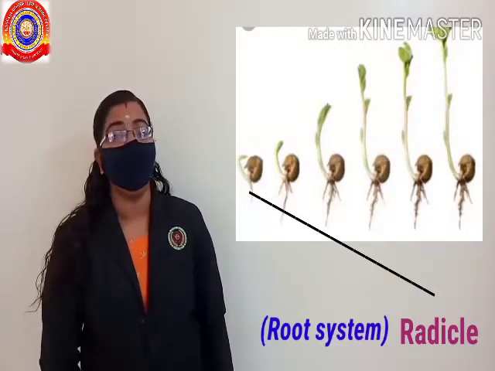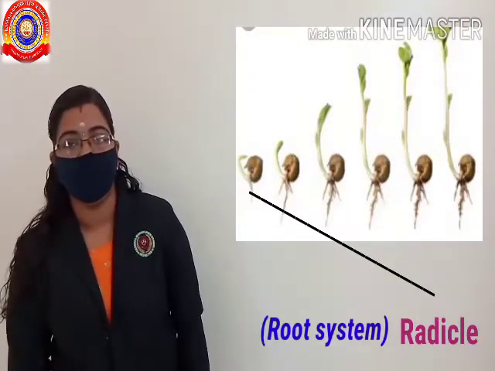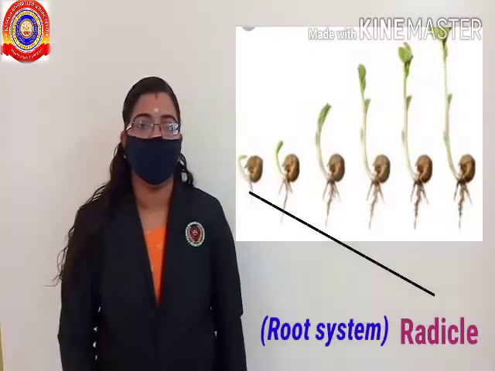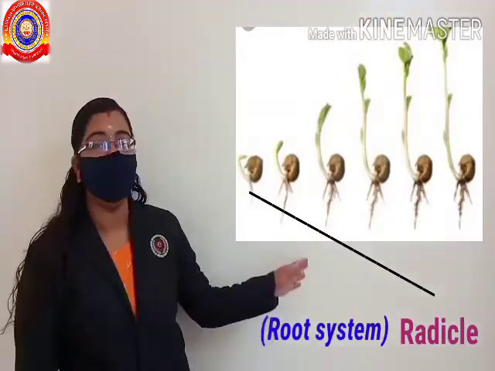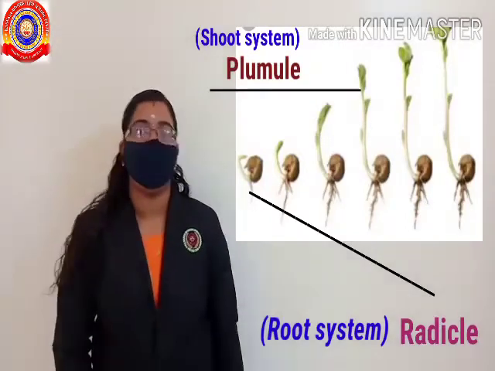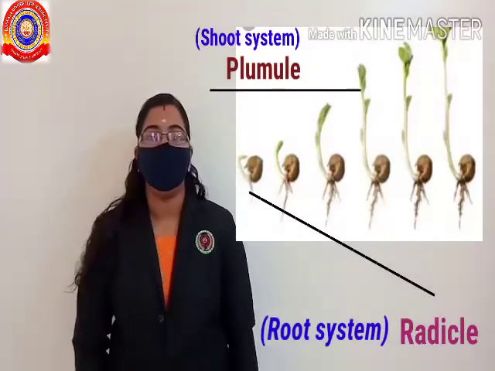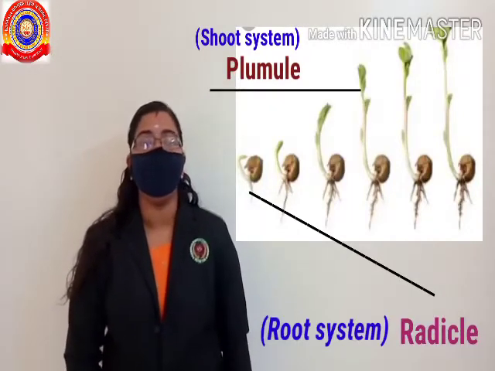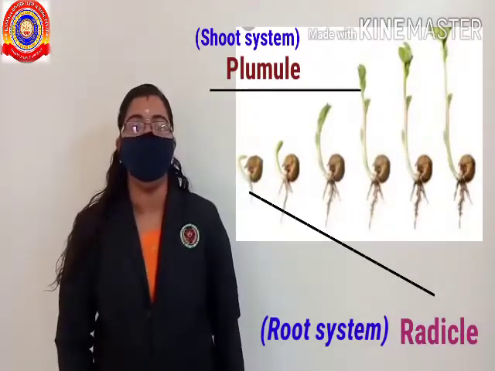Which is the next part that came out from the germinating seed? Yes, very good. Plumule. And plumule develops to form what? Yes, shoot system. And this shoot system consists of stem, leaves and branches. So you know all these topics very well.